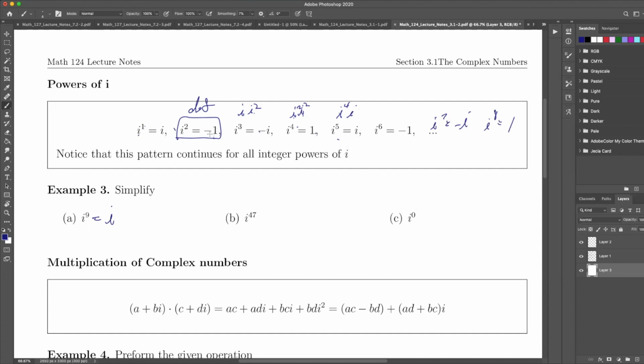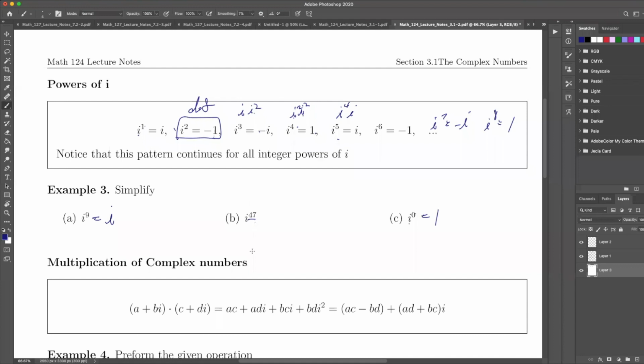Because it goes i, -1, -i, 1. i, -1, i, -1. So this is just i, and you can just kind of get to this. But once I get here, and i to the 0, let me just do this real quick. i to the 0 is just 1, right? Because I'm going backwards. If I went backwards, 1, -i, 1, i, it'd be 0, or anything to the 0 power is 1.